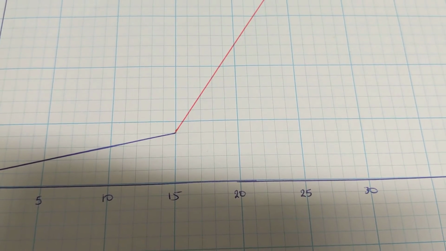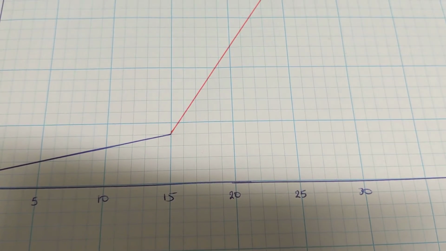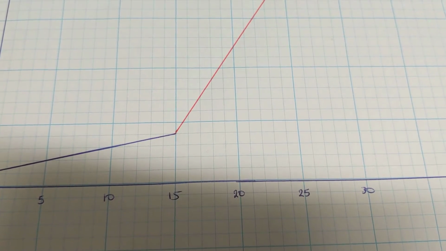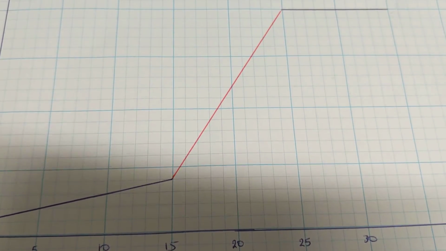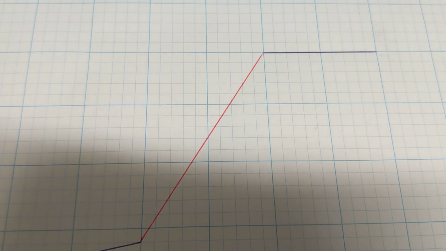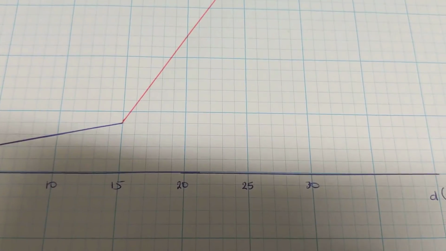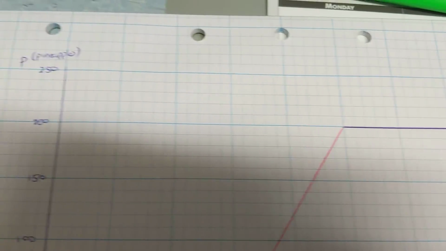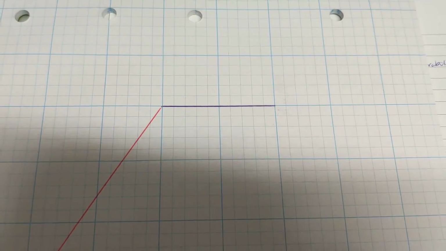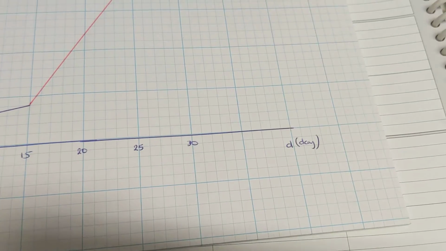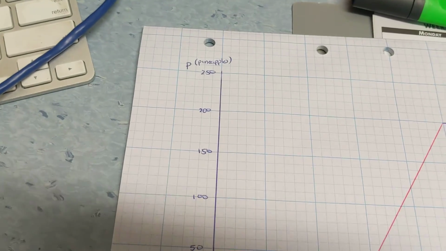Now from day 15, I've got a new factory line coming on board, and so my production is going to pick up quite steeply up to the point of day 25, where I can happily provide 200 pineapples per day to the supermarket. Okay, so we've got days along the bottom and the number of pineapples there.